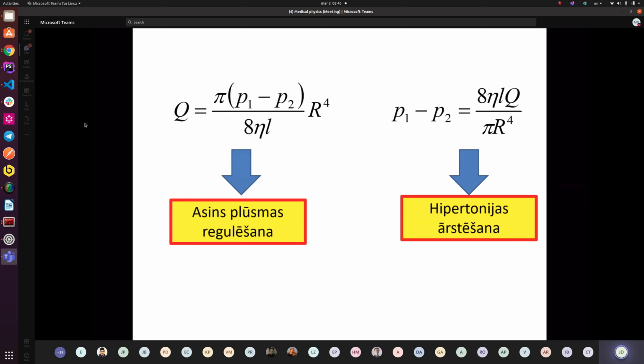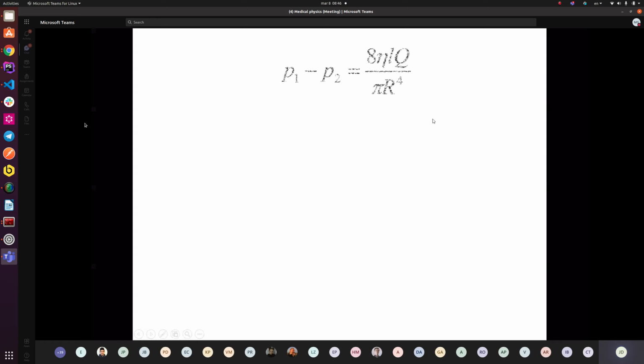From physics to treatment. Now let us consider what can be done to treat. What is the most important? Q depends on R to the fourth power, meaning a little change of the radius of the pipe immediately changes the flow. The same here: a little change of the radius of the blood vessel and immediately the blood pressure is changed too. Now let us go for treatment.